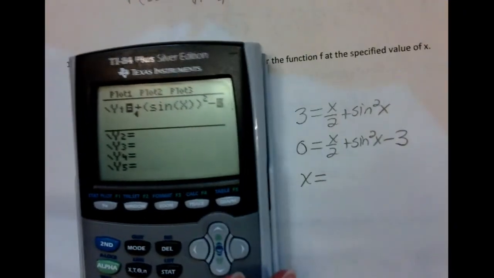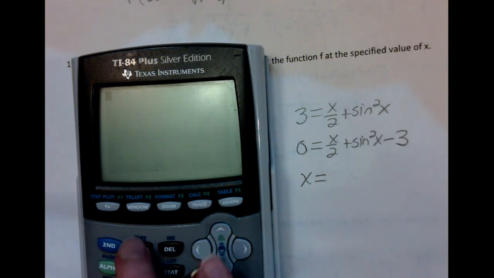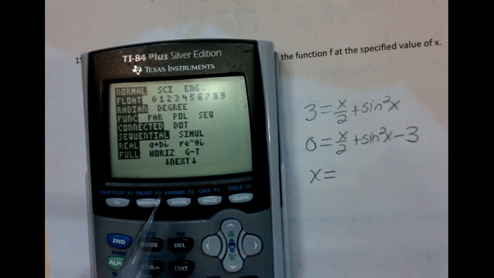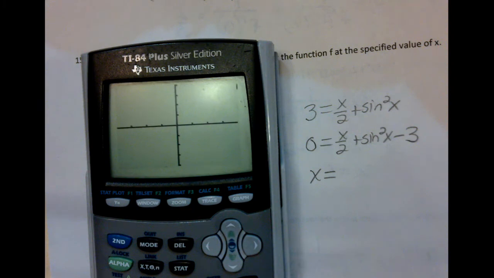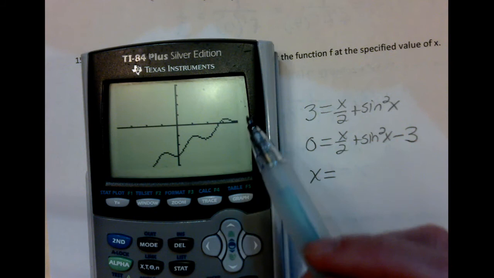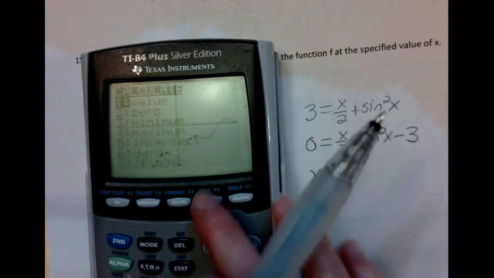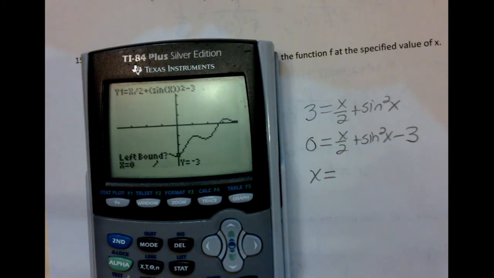Make sure your graph is in radian mode. To do that, in your home screen, hit mode. Make sure radian is highlighted, not degree. And then to graph this one, I'm going to use a trig window, so I'll hit zoom 7 because I'm dealing with trig. If I need to adjust it, I'll adjust it. I can see right here I've got the zero of the function. I'm good to go. Second, trace to get calculate zero of the function, number 2.